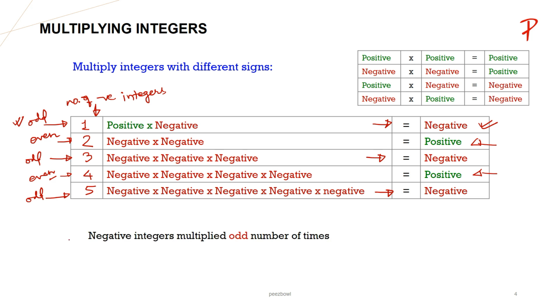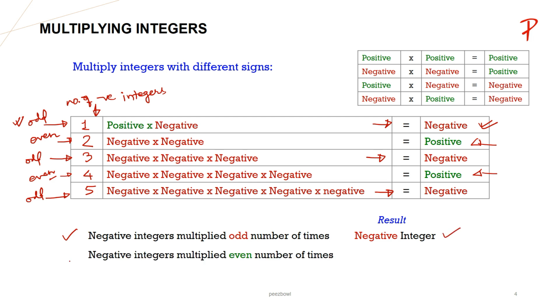So when negative integers are multiplied odd number of times, then the result is a negative integer. And when negative integers are multiplied even number of times, then we get a positive integer, right? Then the result is a positive integer, right? Let us take a few more examples to understand it better.